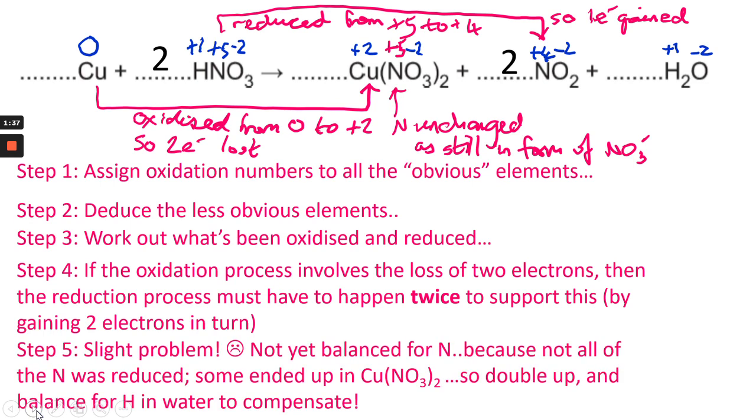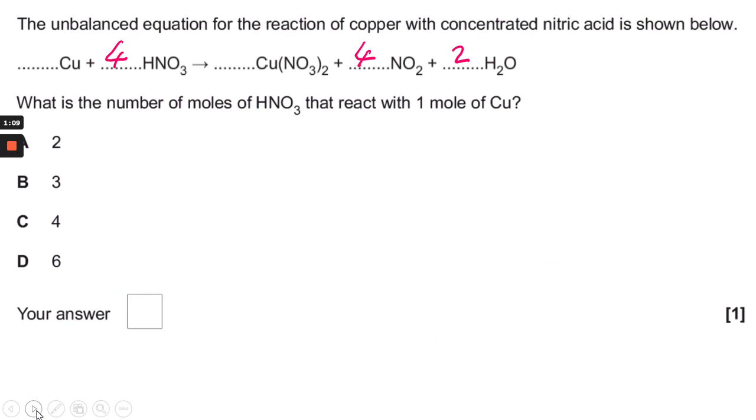But we have a bit of a problem. It's not yet balanced for nitrogen because, like we said earlier, some of the nitrogen ends up as NO3- in copper nitrate. So what you do here in this situation is double up. So we need to double up the HNO3 and double up the NO2 and then balance for hydrogen in water to compensate. So if we come back to our original question and put those balancing numbers in, we can clearly see that there are 4 moles of HNO3 that react with 1 mole of Cu. So that means answer C.